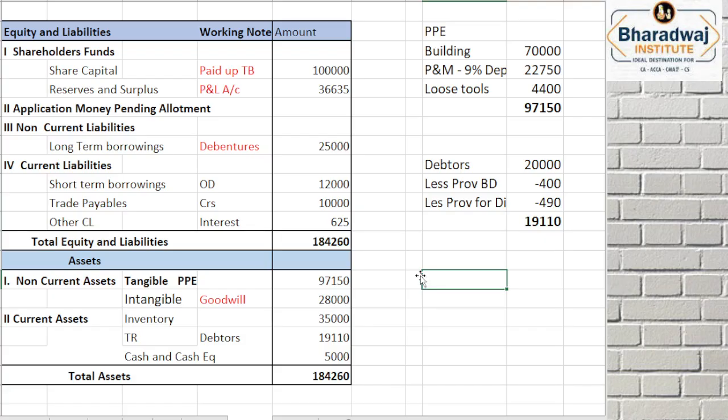Proposed dividend will appear as which one? Notes to accounts. It will not be adjusted in P&L account or balance sheet. It will be just appearing as which one? Notes to accounts. Sir, is the proposed dividend a contingent liability? Not a contingent liability. Just notes to accounts.